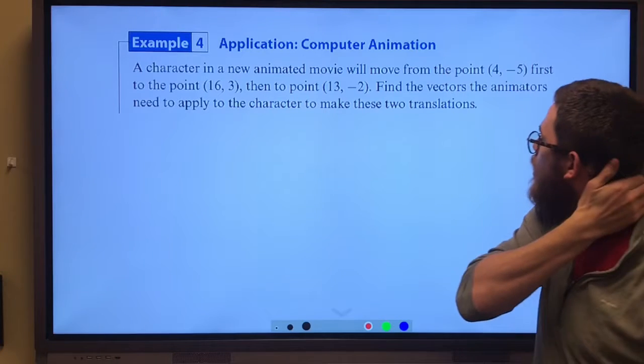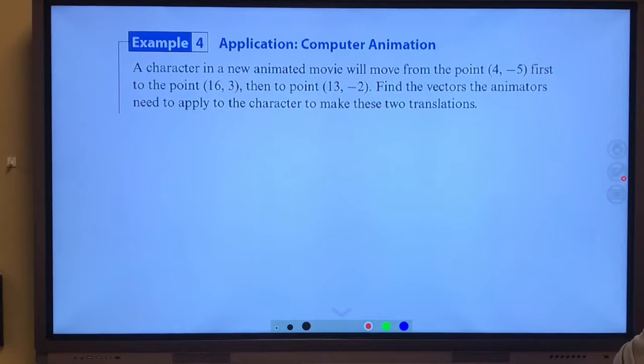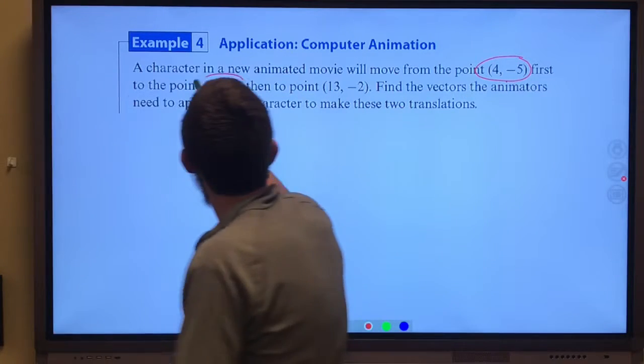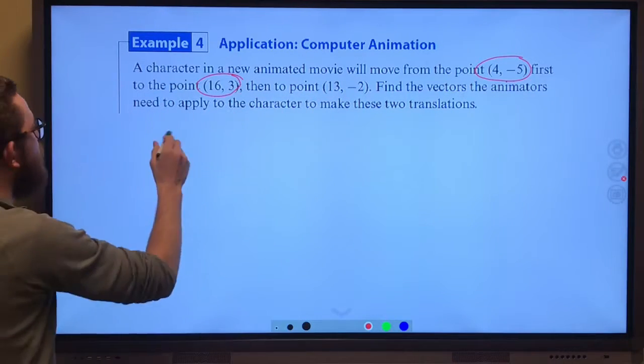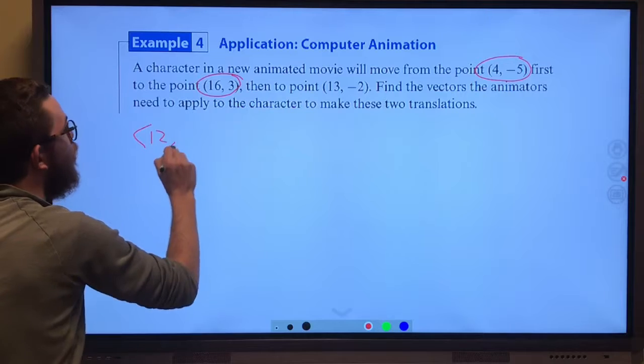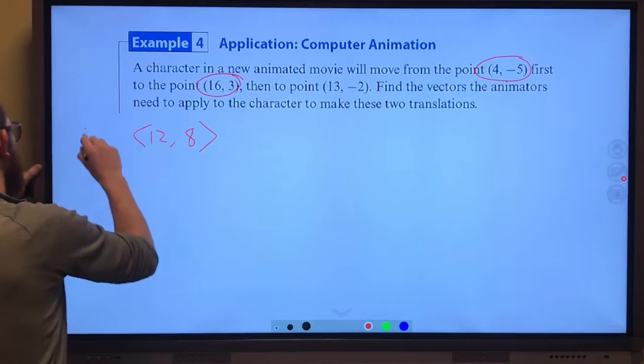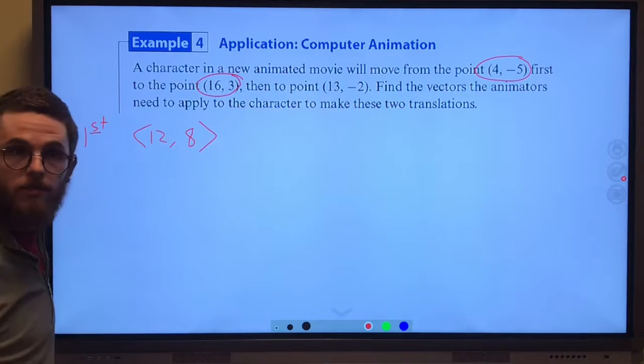Finally, here it says, a character in a new animated movie will move from the point 4, -5, first to the point 16, 3, then to the point 13, -2. Find the vectors the animators need to apply to the character to make these two translations. Well, first, from this point to this point, the x value increases by 12, the y value increases by 8. So that would have to be our first vector.